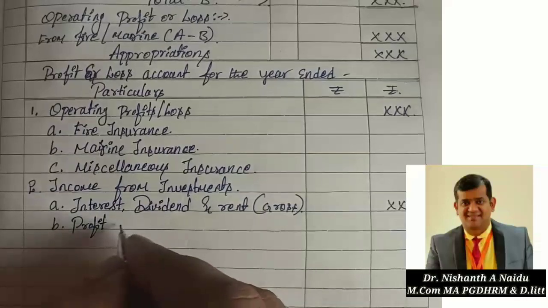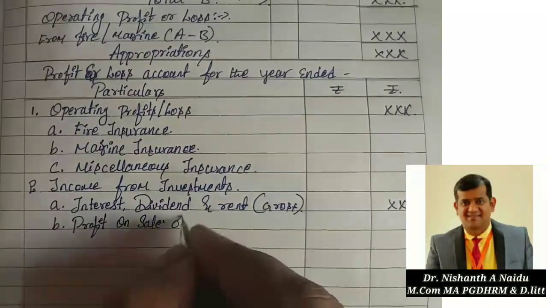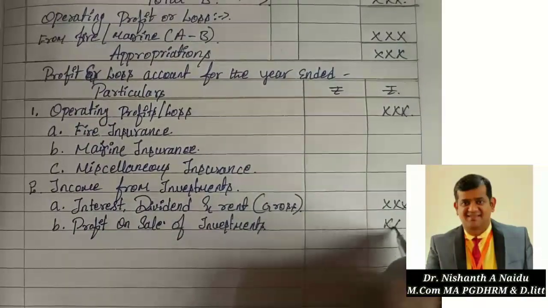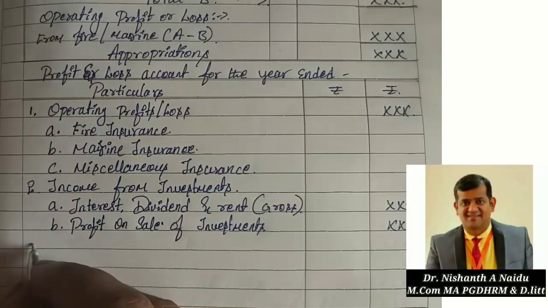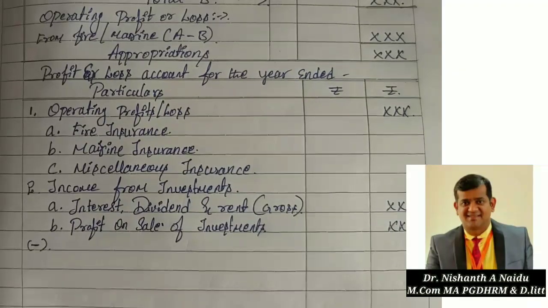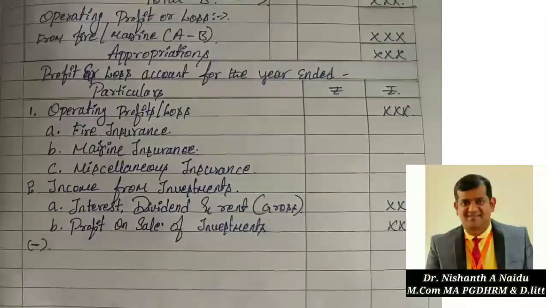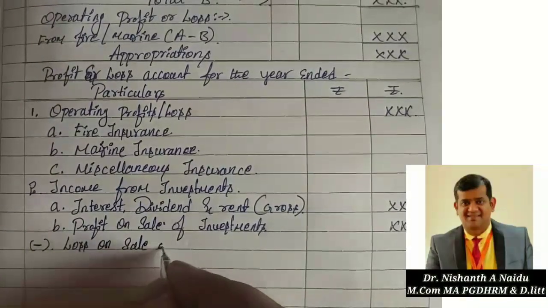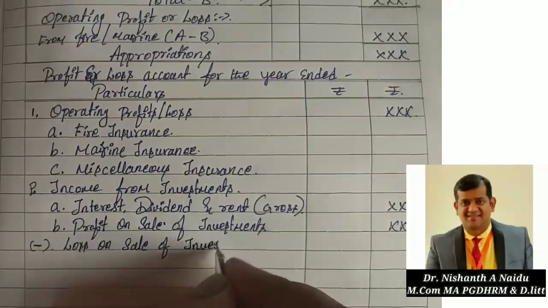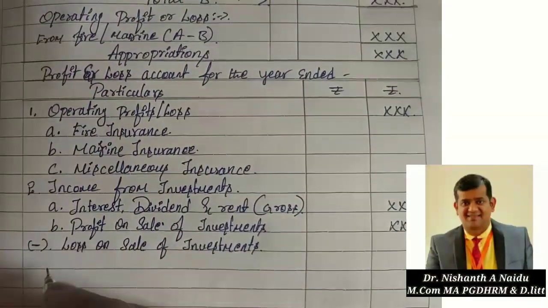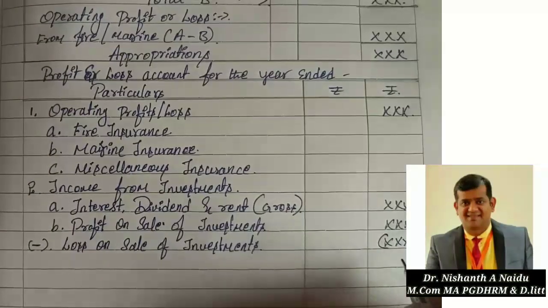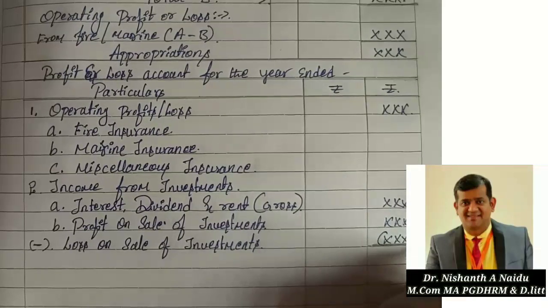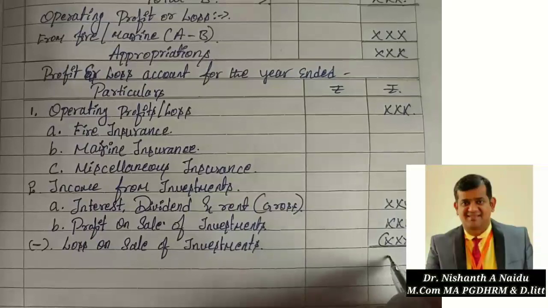If any profit is earned on sale of any investment, write profit on sale of investments, triple H. Next, less loss on sale of investments. So any deductible value should be deducted. Loss on sale of investment, deduct that. Whatever difference you get, you write it.